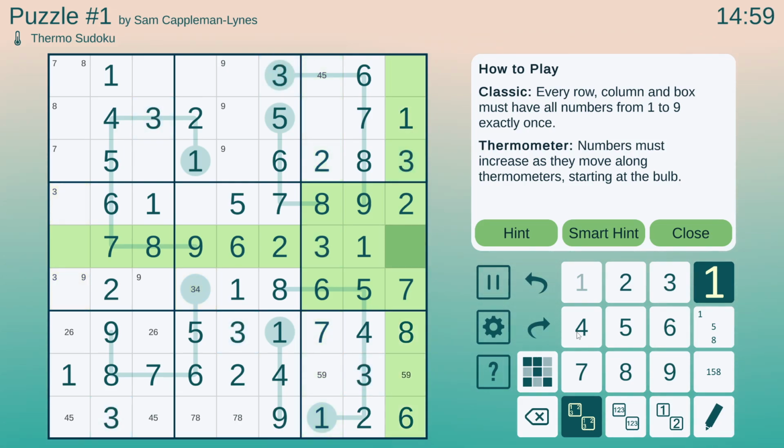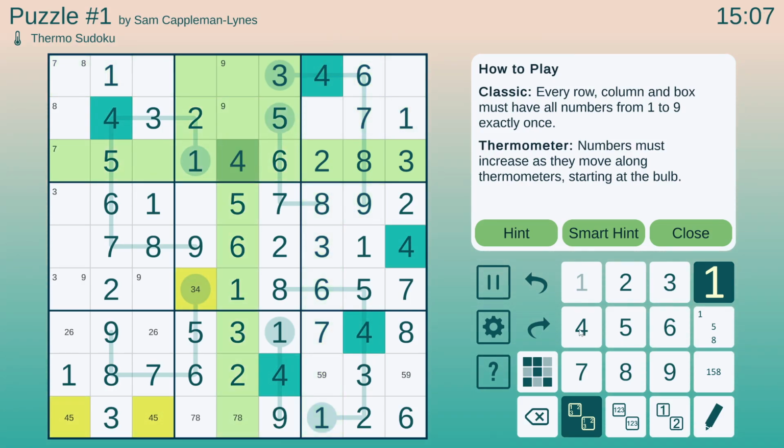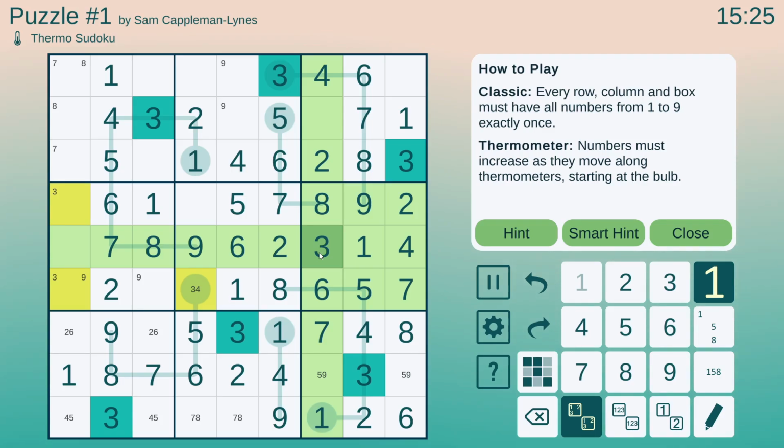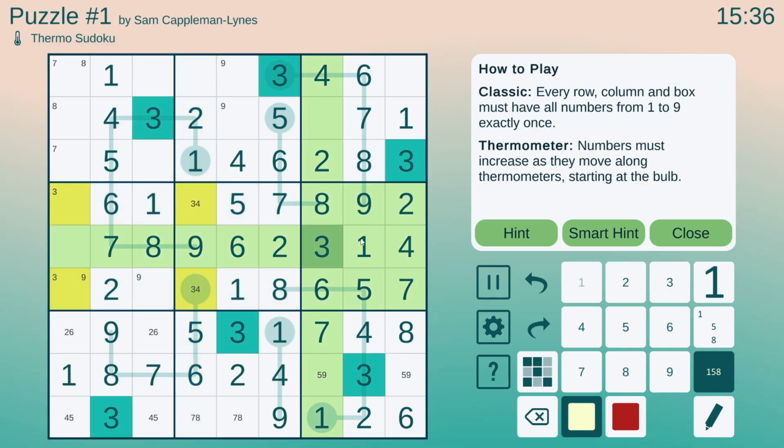1, 2, 3, 4 missing. And now 4 can only go here in the square. 4 can go there. Yeah, nothing more with the Thermo logic that I can see, because that's a 3 or 4. So this is also a 3 or 4. Which there will probably be some clever way to figure out. 3s and 9s in there.